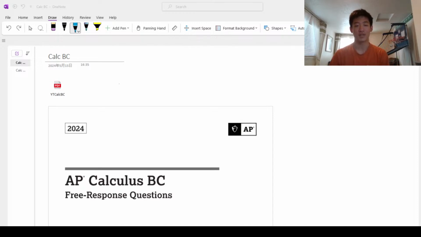And how the test works is we have 6 free response questions in each test. However, 3 of them are shared, which means there are 9 total. So let's just jump right into it.